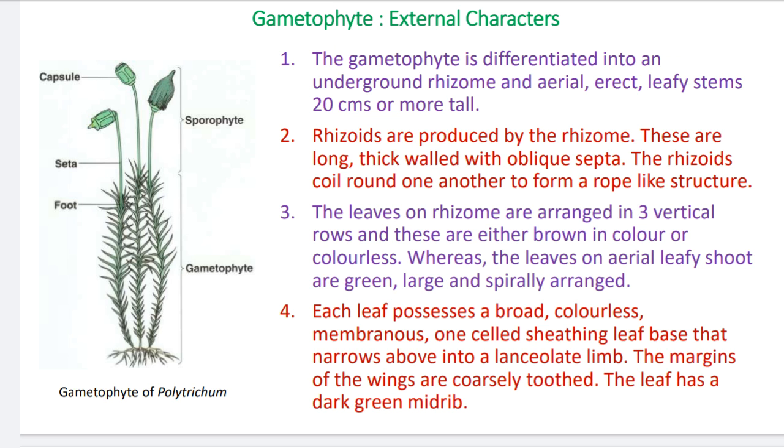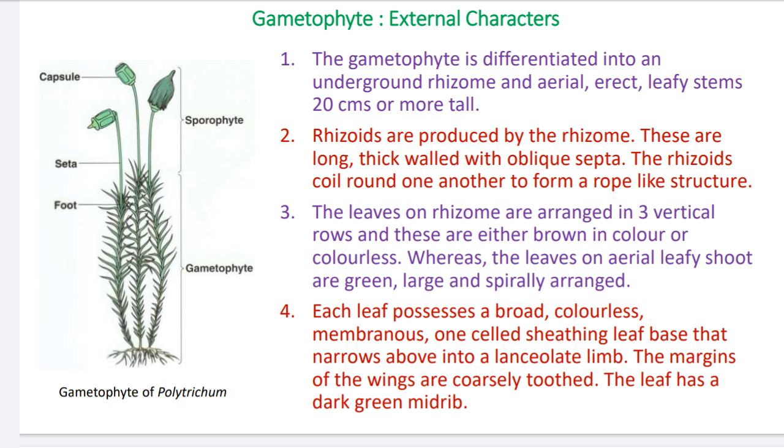Point second, rhizoids are produced by the rhizome. That underground rhizome produces the rhizoids. These are long and thick-walled, with oblique septa. Because the rhizoids have oblique septa, they are multicellular structures. The rhizoids coil round one another to form a rope-like structure. In Polytrichum, these multicellular, branched, long rhizoids are coiled around one another so that they form a rope-like structure.